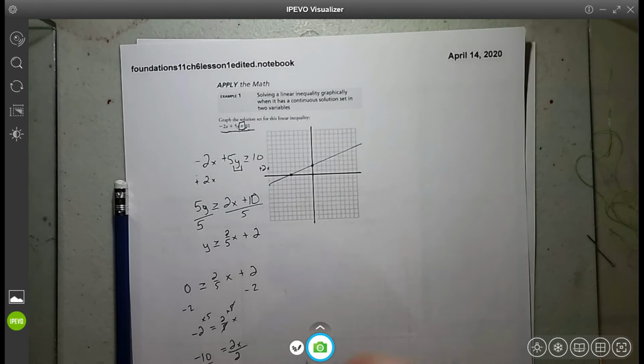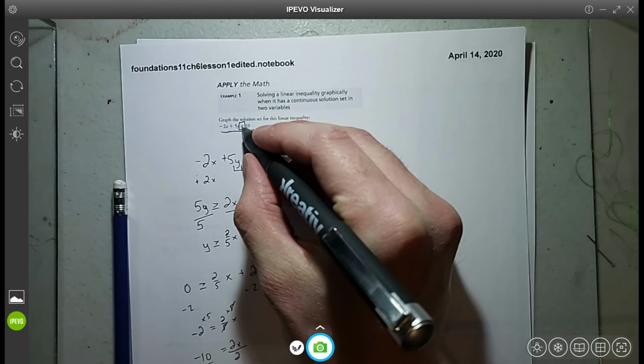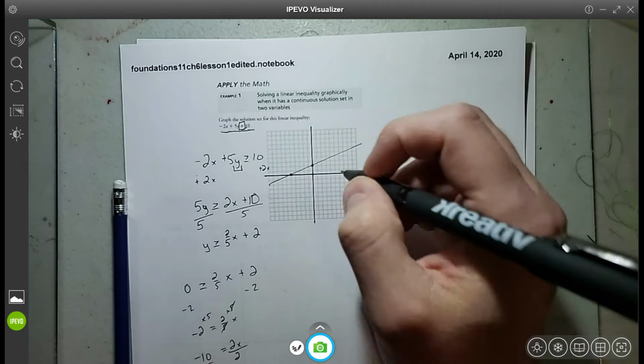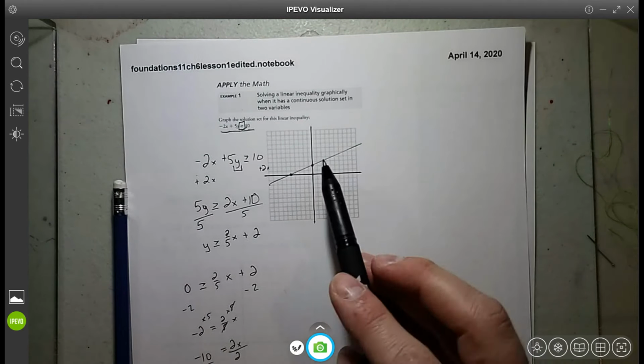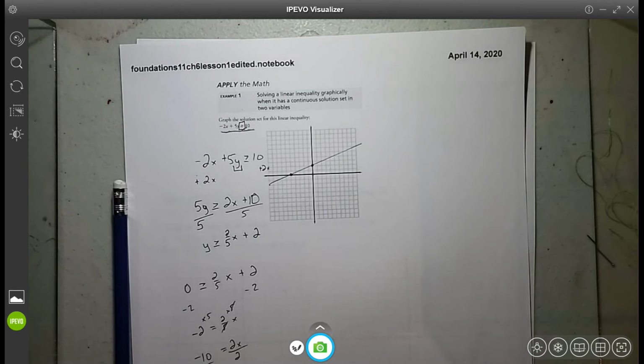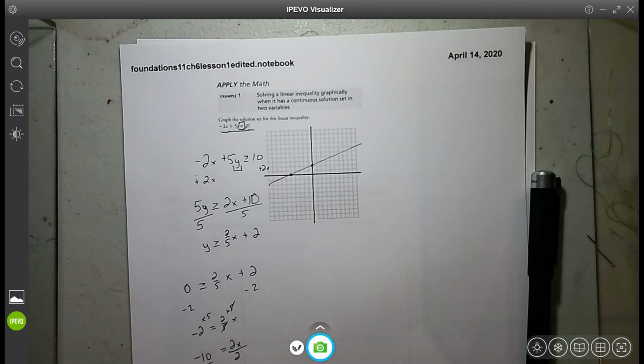Now, if this symbol here were just a greater than or a less than symbol and it didn't have the little line underneath, we would have to have a dashed line, because that means our answer cannot be on that line. Now, there's one last little wrinkle that we need to consider. Because it's an inequality, there are going to be more than one possible answer. So we need to find out which side of that line will represent our answer.